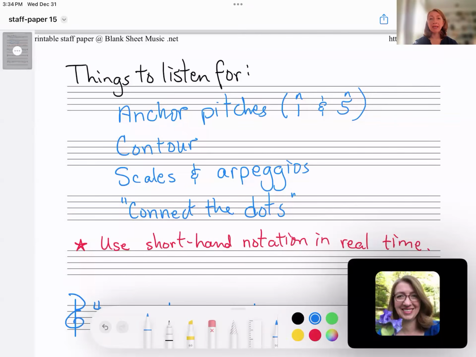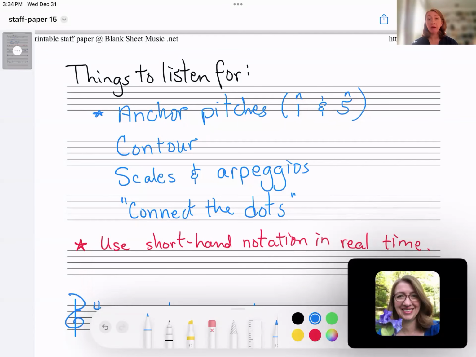Before we move to our second hearing, let's talk about some of the techniques we might be using or some things to listen for as we are working. The first technique I recommend is listening for anchor pitches. You're going to be focusing specifically on scale degrees 1 and 5, and I want you to hold those in your head like a drone, as if you had maybe a bagpipe playing both scale degrees 1 and 5, just continuously while that melody is being played.